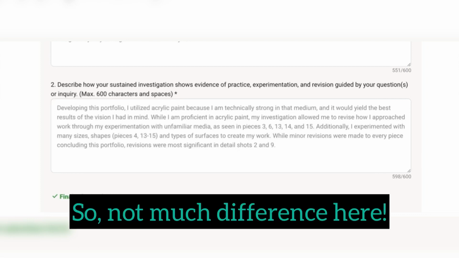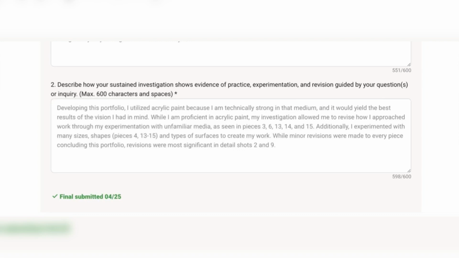While I'm proficient in acrylic paint, my investigation allowed me to revise how I approached my work through my experimentation with unfamiliar media, as seen in pieces 3, 6, 13, 14, and 15. Additionally, I experimented with many sizes, shapes, and types of surfaces to create my work, as seen in pieces 4, 13 through 15. While minor revisions were made to every piece concluding this portfolio, revisions were most significant in the detail shots 2 and 9.